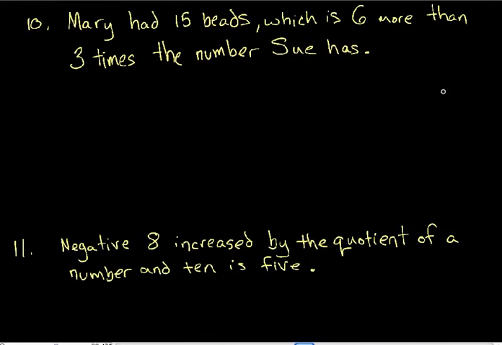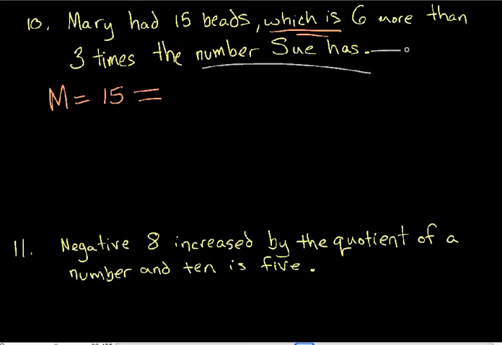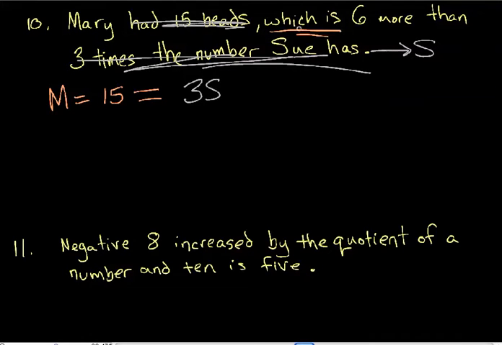Okay. Mary had 15 beets, which is 6 more. So let me just write that. M equals 15, which, remember, is another name for equals, 6 more than 3 times the number Sue has. So the number Sue has, let's call that S. Okay? So 3 times the number S is 3S. Cross that out, I already took care of this. 15, which is 6 more than 3 times the number. So I'll write plus 6.